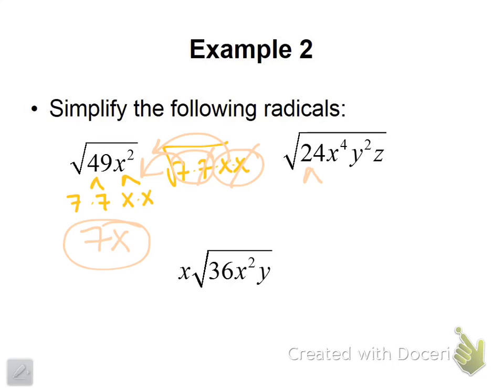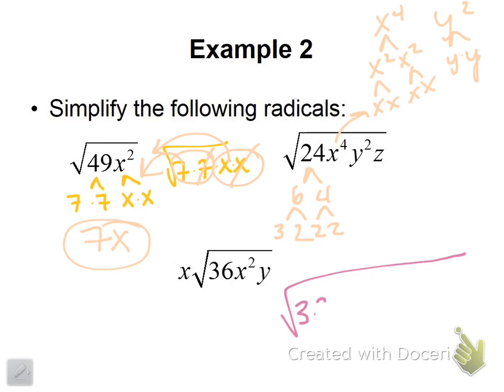Okay, so let's try this. We got 6 and 4, 2 and 2, 3 and 2. Okay, and then I'm going to do my x to the 4th up here. So we got x squared times x squared, or x times x times x times x. For y squared, it's y times y, and then we only have 1z. So now we're going to make a big radical, and I'm going to make it at the bottom here.